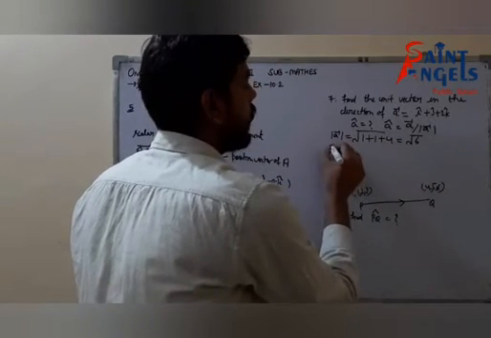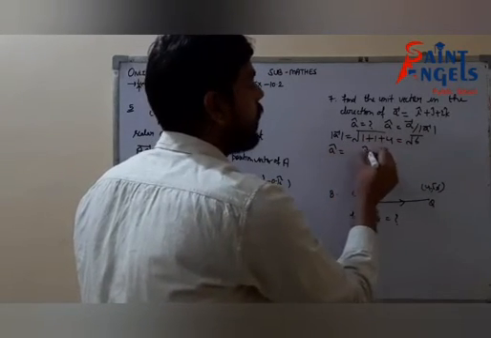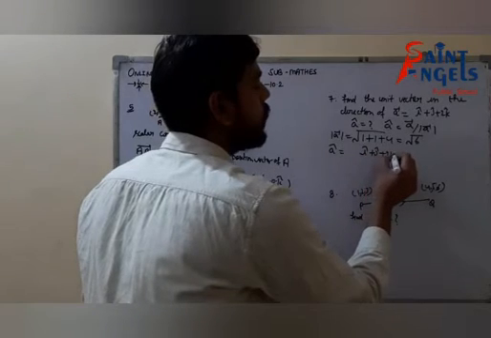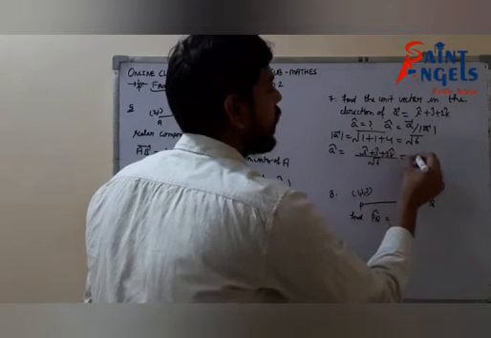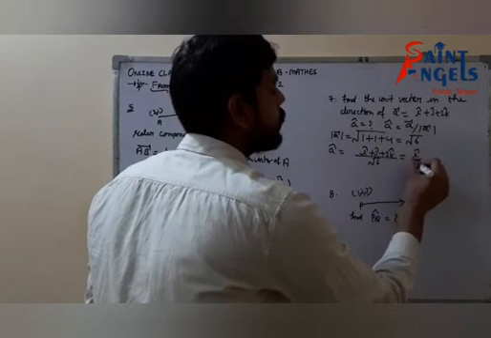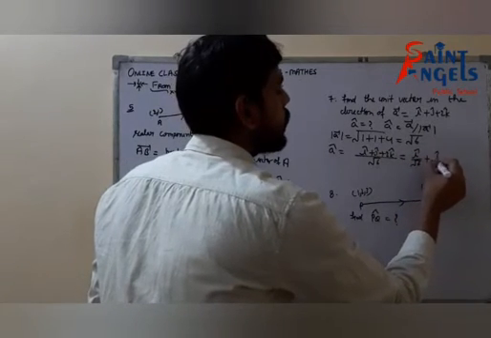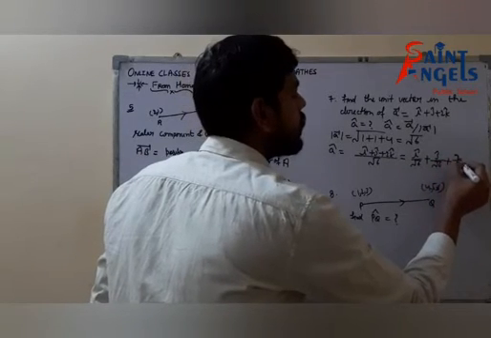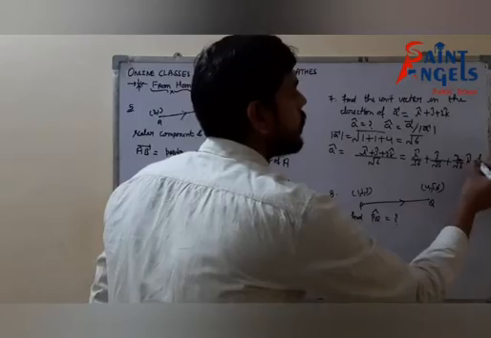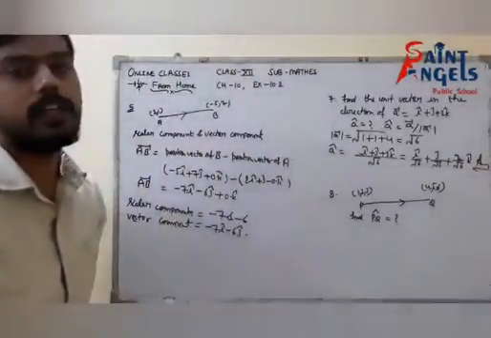So now A cap would be vector A, i plus j plus 2k cap, upon under root 6, and we can write it like i cap upon under root 6 plus j cap upon under root 6 plus 2 upon under root 6 k cap. Answer. That would be the unit vector in the direction of vector A.